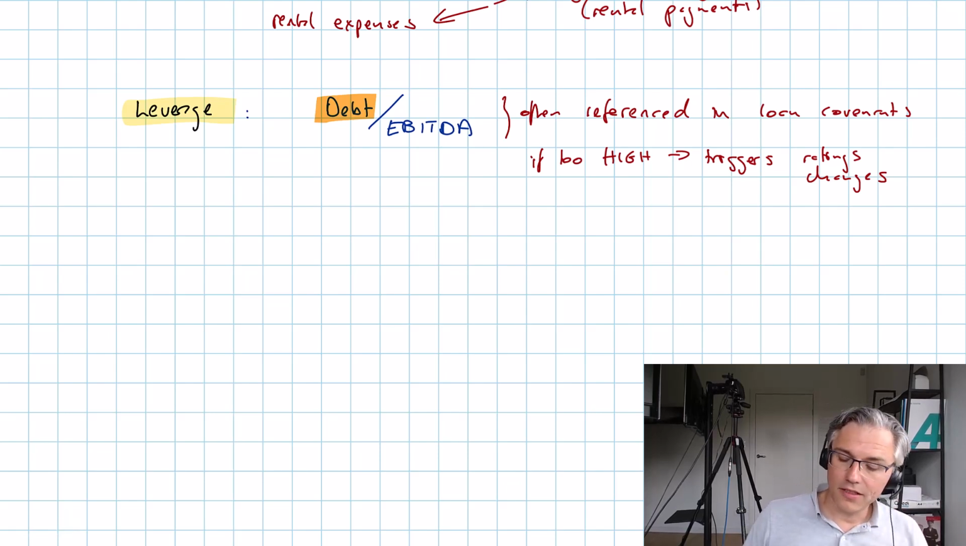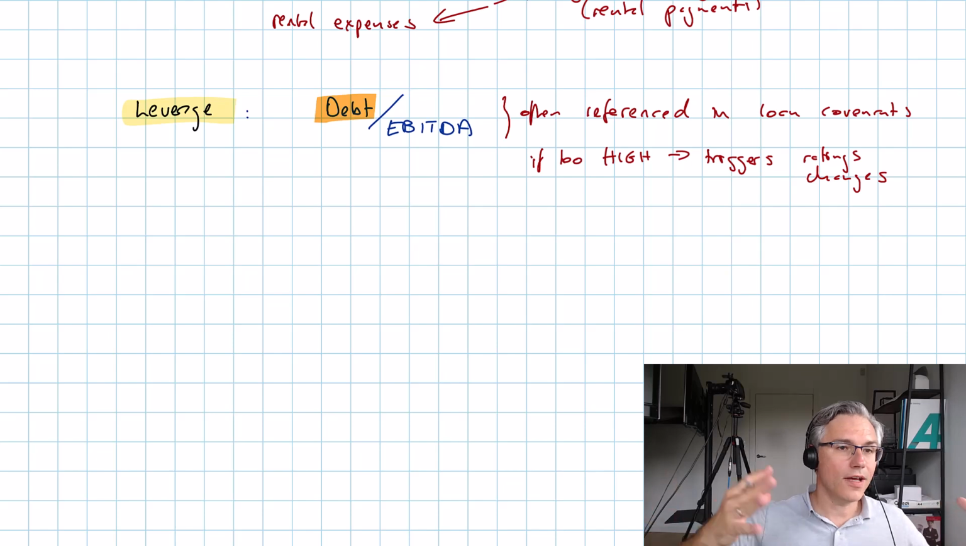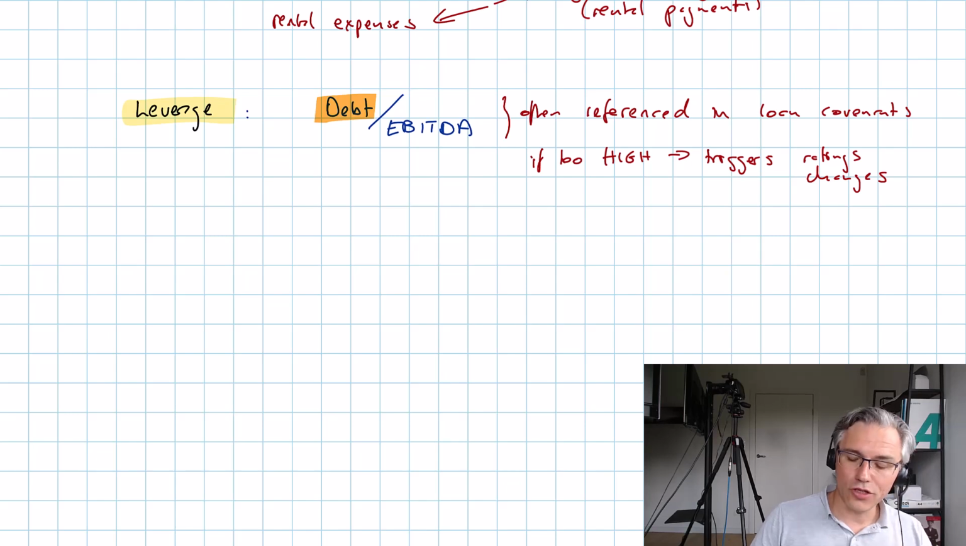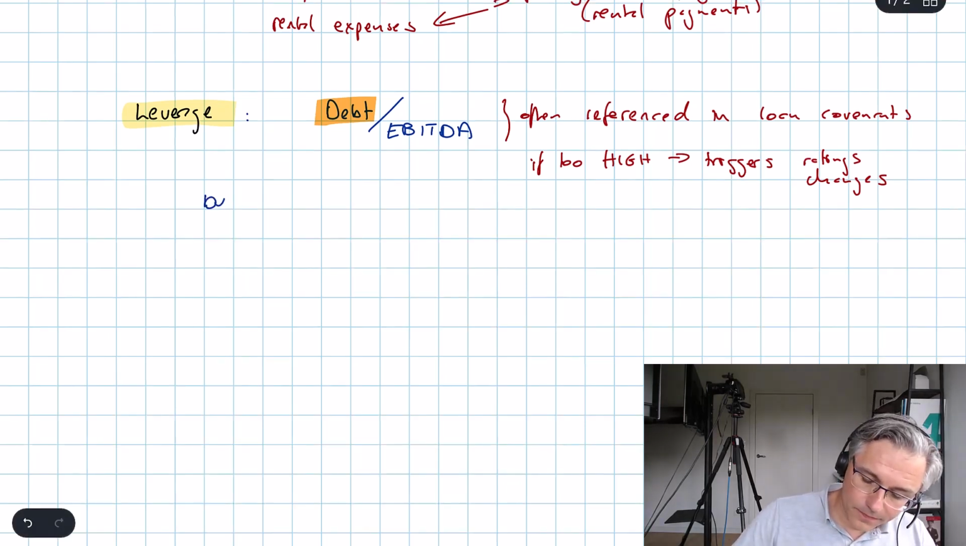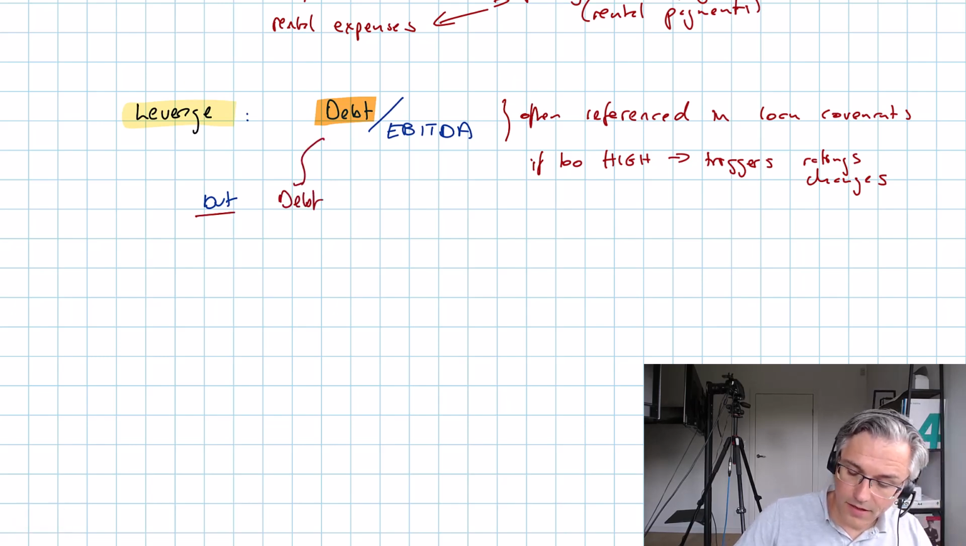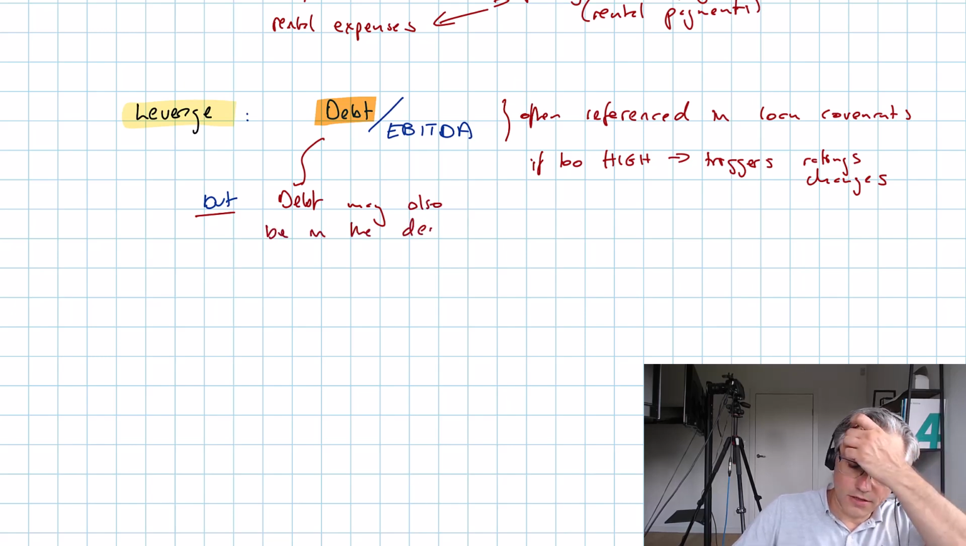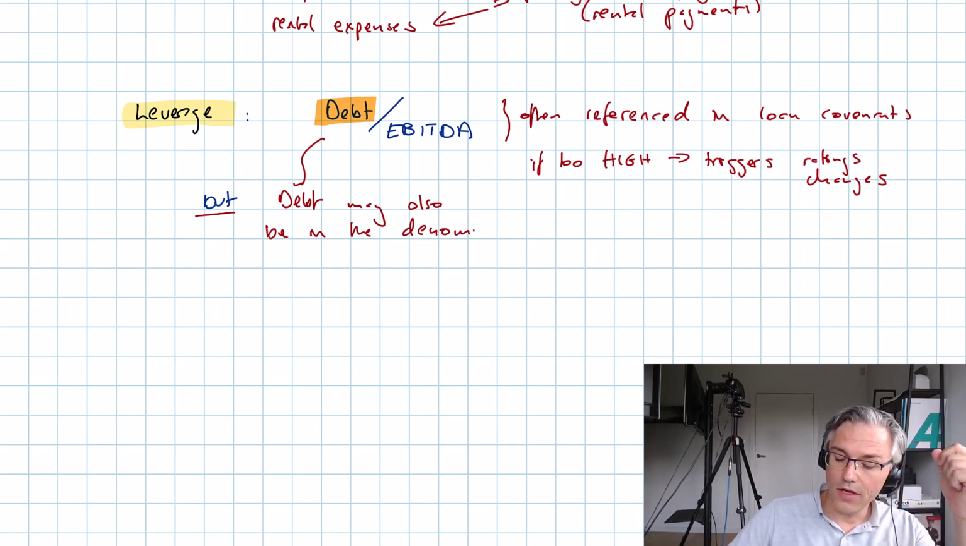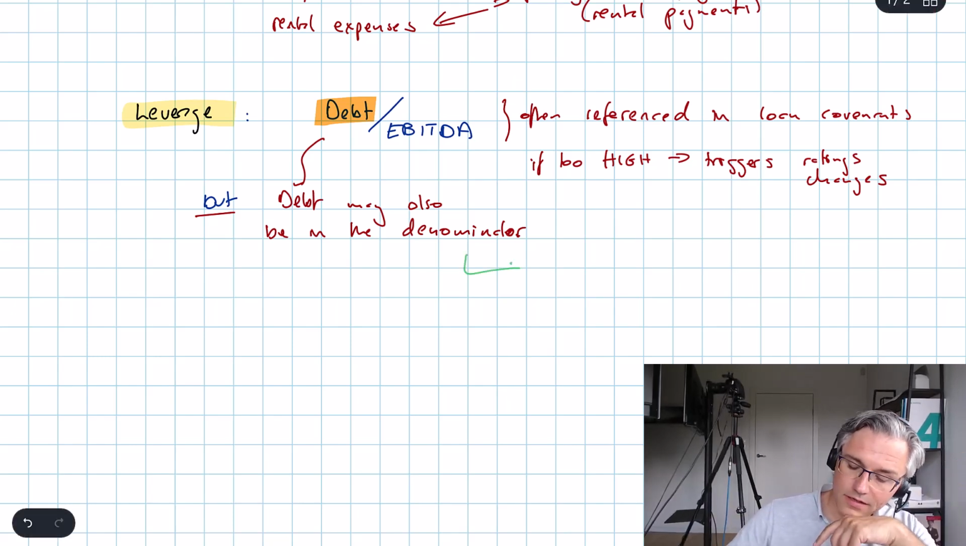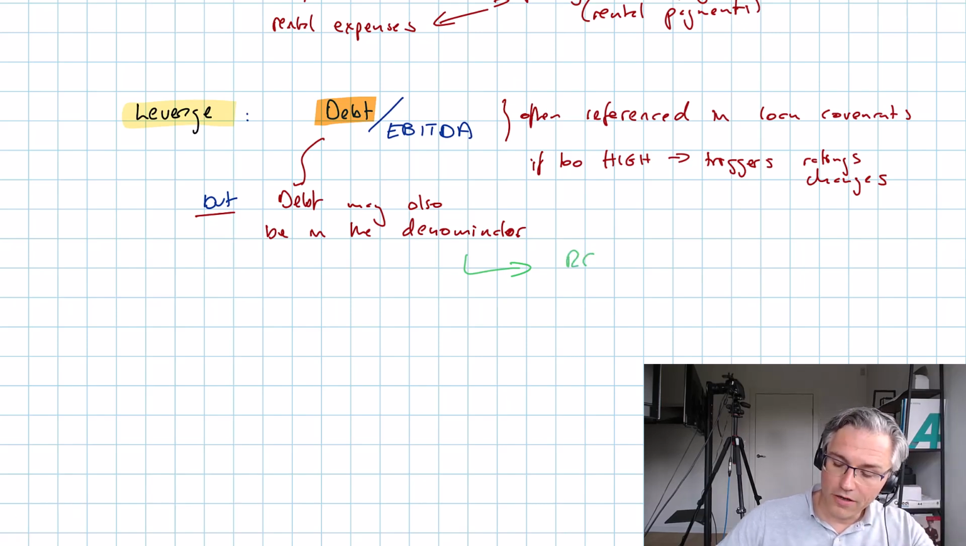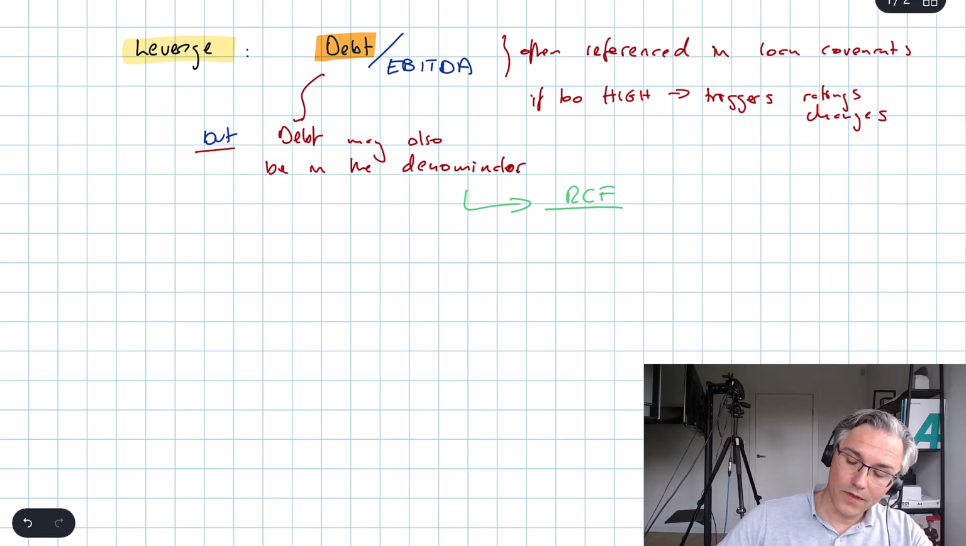Please appreciate that we may also have debt in relation to assets, as a purely balance sheet focused leverage measure. But also, let me write this down, I did say it in the previous video, but this debt may also be in the denominator. It doesn't have to feature in the numerator. It may also feature in the denominator of the relevant fraction. And a good example of this is a ratio I discussed in the previous video, RCF in relation to net debt.